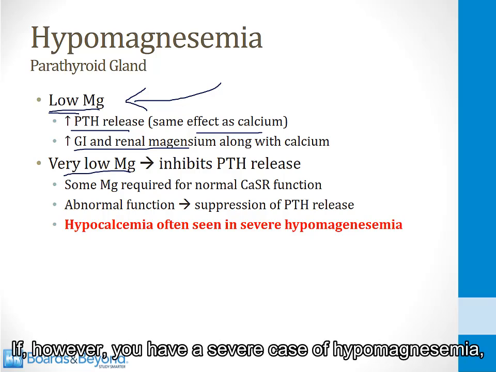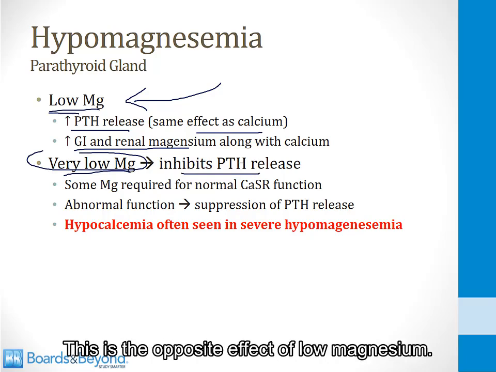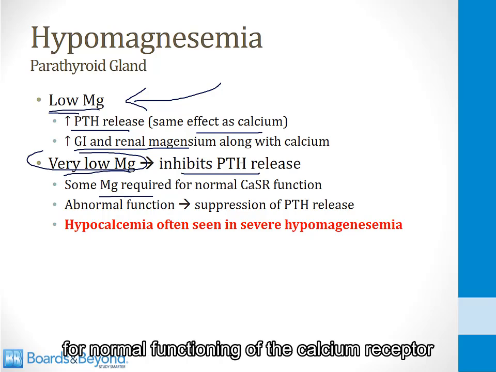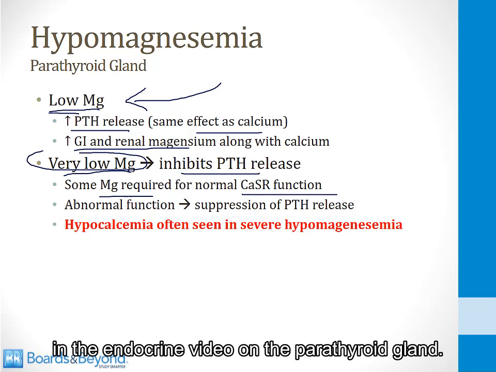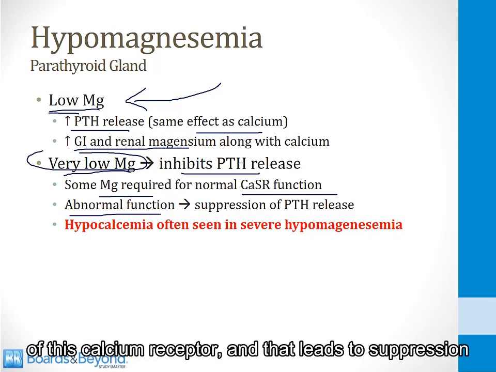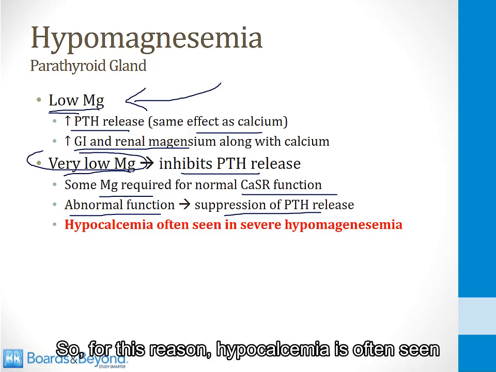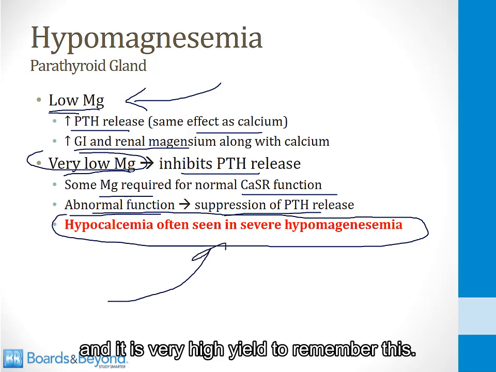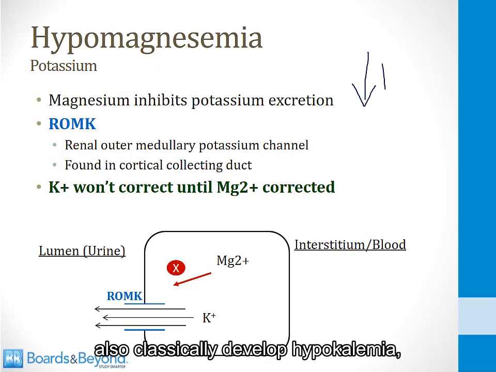So basically, a small reduction in the mag level leads to more PTH release to bring the magnesium level back up to normal. If, however, you have a severe case of hypomagnesemia, this will inhibit parathyroid hormone release. This is the opposite effect of low magnesium. The reason this occurs is because some magnesium is required for normal functioning of the calcium receptor in the parathyroid gland. I talk about this in more detail in the endocrine video on the parathyroid gland. When this happens, there's abnormal function of this calcium receptor, and that leads to suppression of parathyroid hormone release. So for this reason, hypocalcemia is often seen in severe cases of hypomagnesemia, and it is very high yield to remember this.